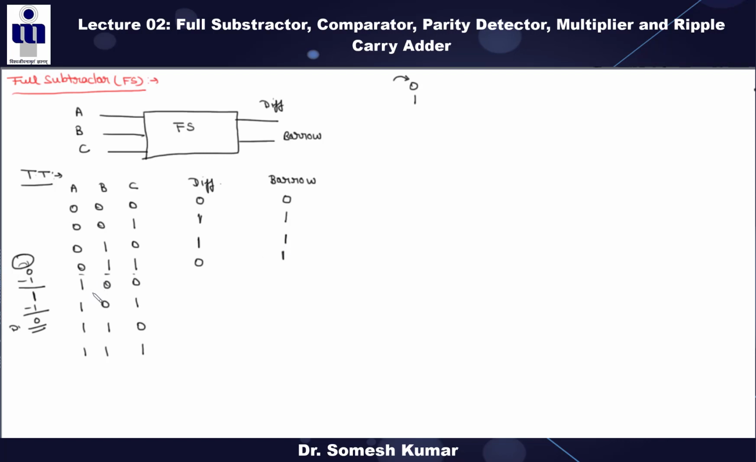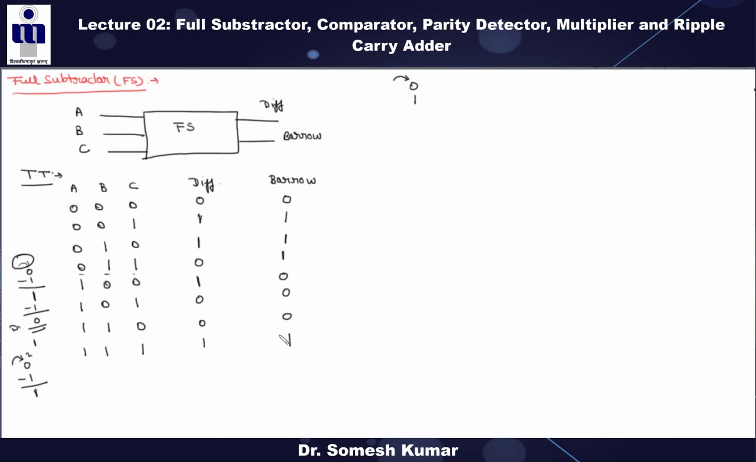Similarly, in the next case, 1 minus 0, difference is 1 and borrow is 0 in this case. 1 minus 0 is 1, and again minus 1, difference is 0, borrow is also 0 in this case. Similarly, the next, 1 minus 1, difference is 0, borrow is also 0. In this case, 1 minus 1 is 0, again 0 minus 1, difference is 1, and also we have to take the borrow, so borrow is also 1 in this case. So this is the truth table of the full subtractor.